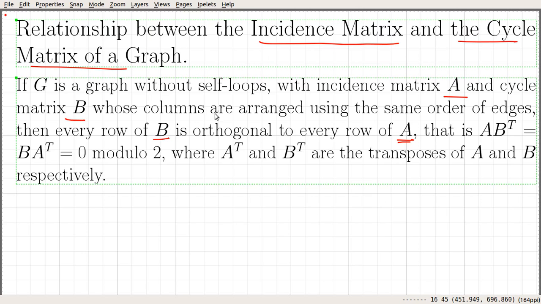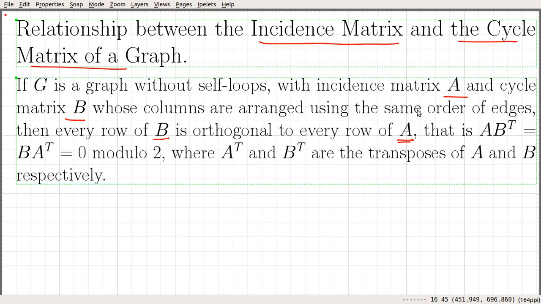So orthogonal means, if we take this matrix product A B transpose, or maybe the other way, B A transpose, then we will get a matrix that contains only zeros, modulo 2, where A superscript T and B superscript T are the transposes of A and B respectively. We know that two vectors are orthogonal if their inner product, or dot product, is equal to 0. And that's what this statement says.